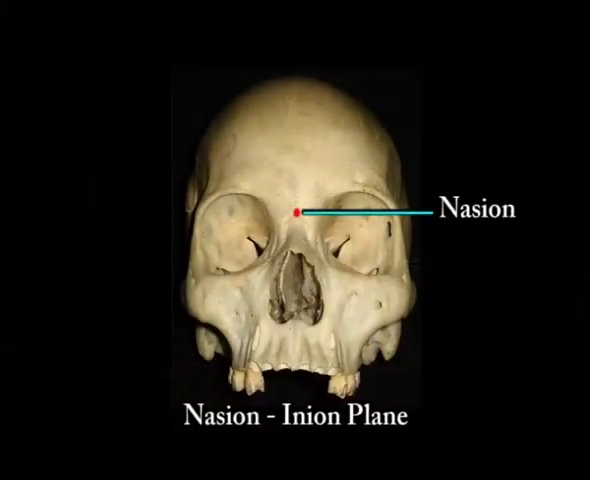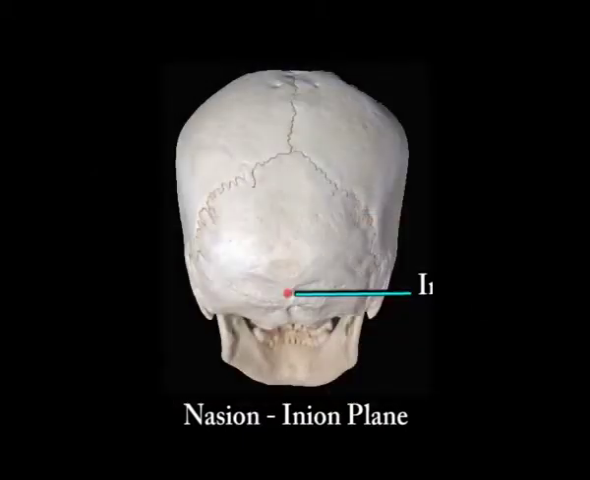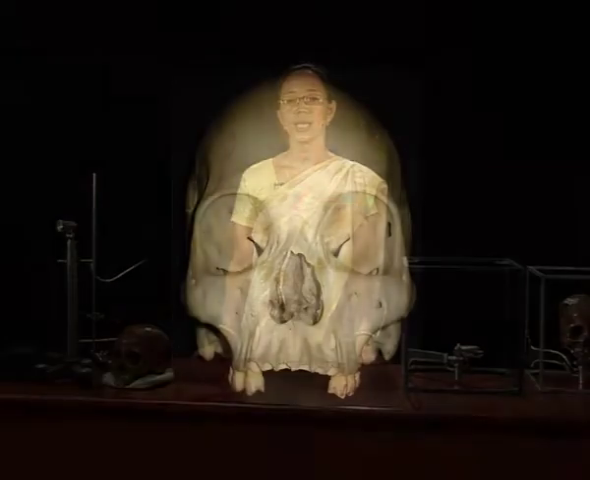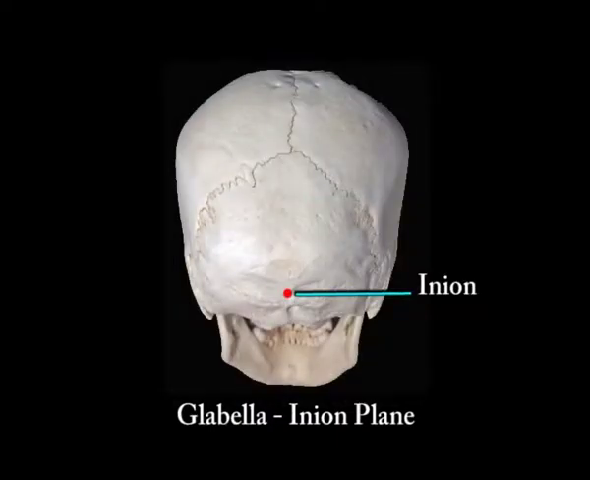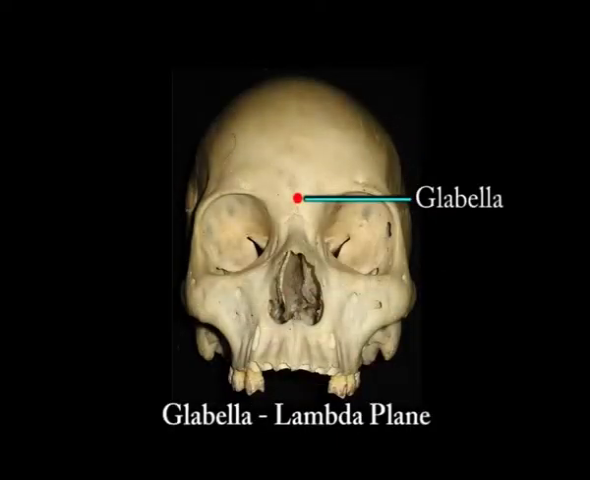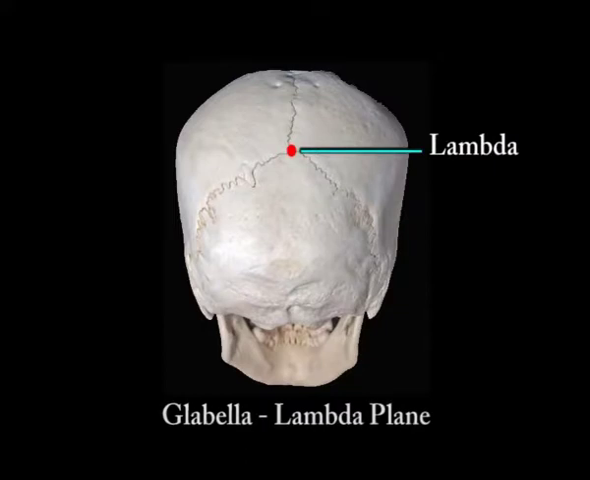Another plane, known as Nasion Inion plane, is used to take a few angular measurements. When the Nasion and Inion are on the same horizontal plane, it is called Nasion-Inion plane. When dealing with incomplete skulls which lack one of these points, measurements are oriented by the Nasion-Inion, Glabella-Inion, and even occasionally the Glabella-Lambda planes or lines.